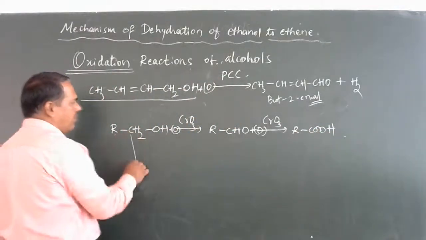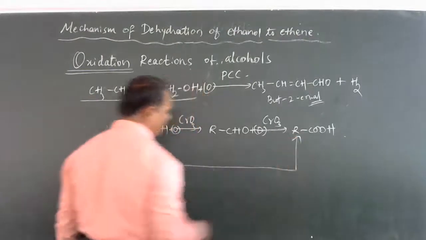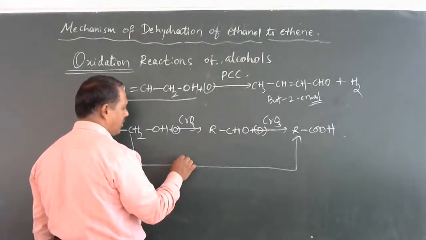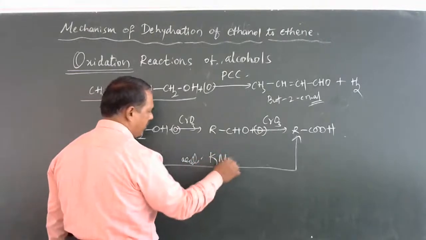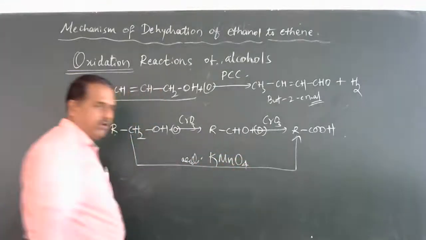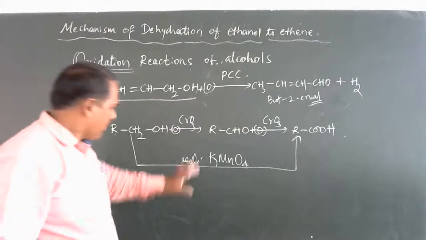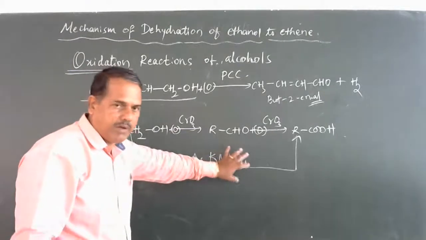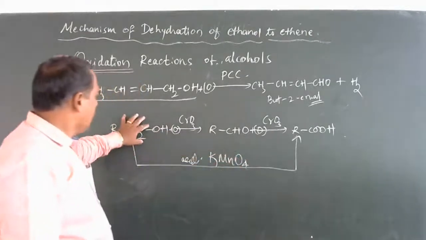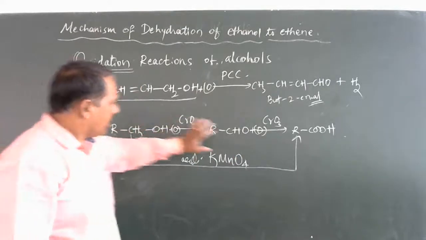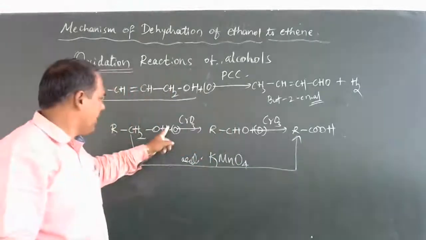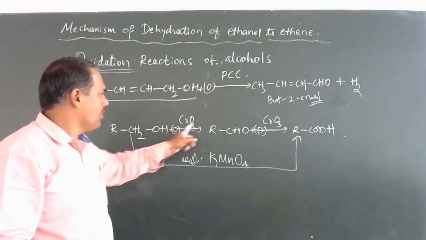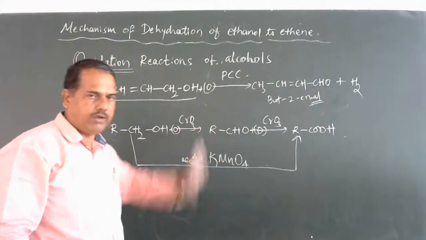So directly an alcohol is converted into carboxylic acid by using acidified KMnO4 as an oxidizing agent. Are you clear? By using acidified potassium permanganate, an alcohol is directly oxidized to carboxylic acid. By using a mild oxidizing agent, an alcohol is converted into an aldehyde.